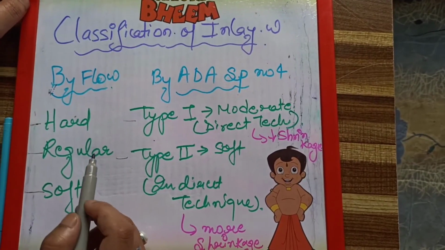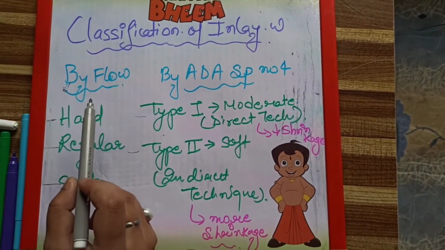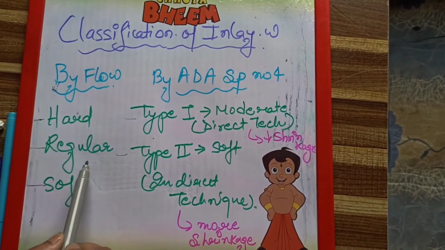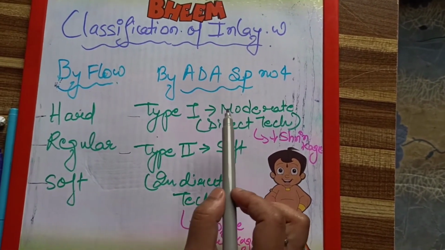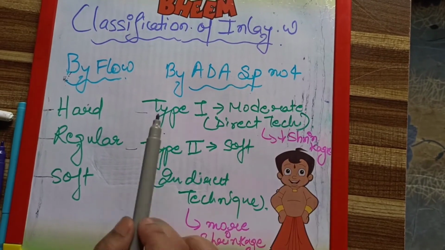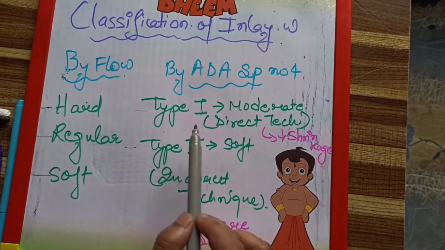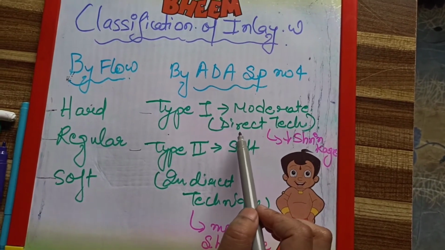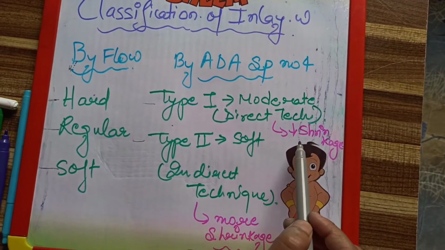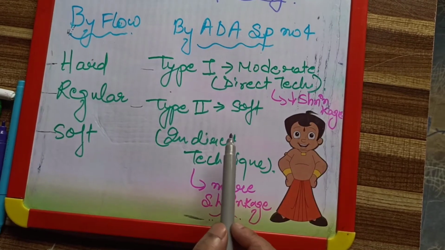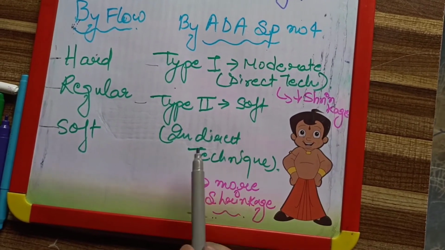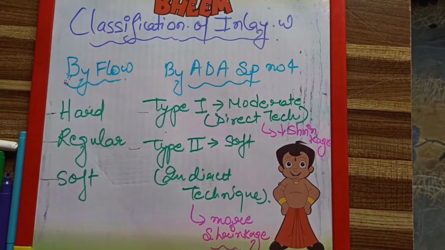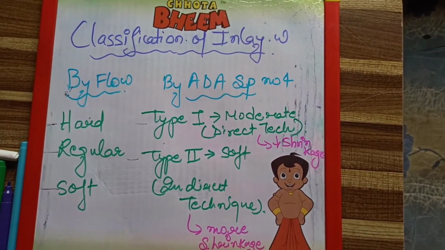So what are the classifications of the inlay waxes? On the basis of their flow, they are of three types: hard, regular, and soft. By ADA specification number 4, they are of two types, type 1 and type 2. Type 1 is the moderate type, we use the direct technique, and it shows less shrinkage. Type 2 is the soft type, we use the indirect technique, and it shows more shrinkage. Okay, so this is the classification of the inlay waxes.